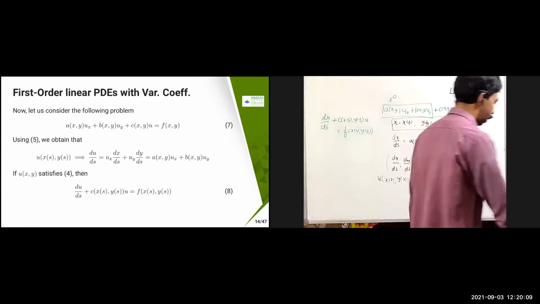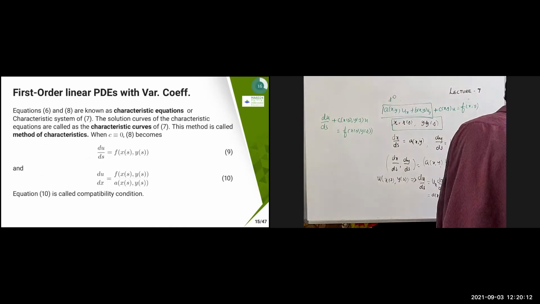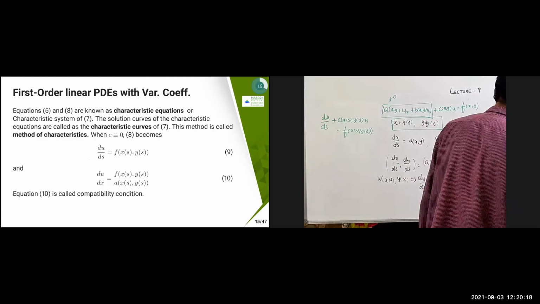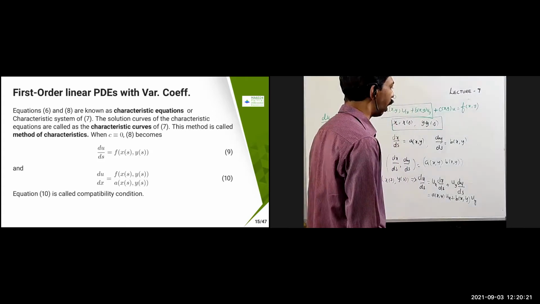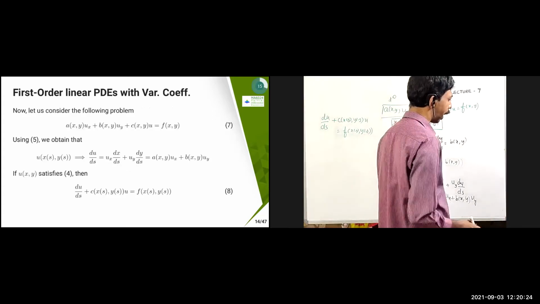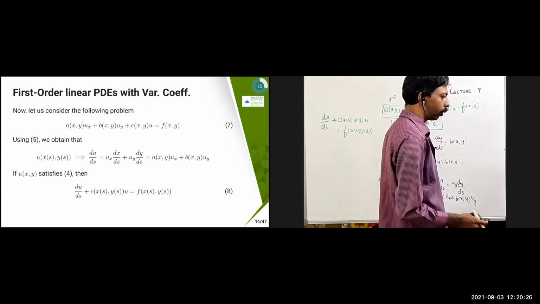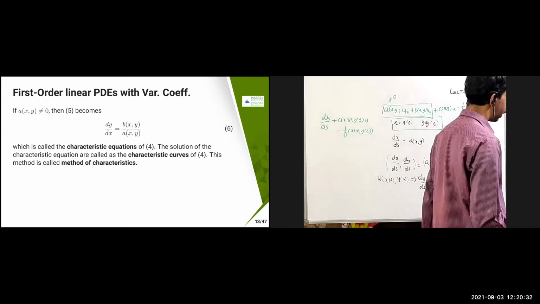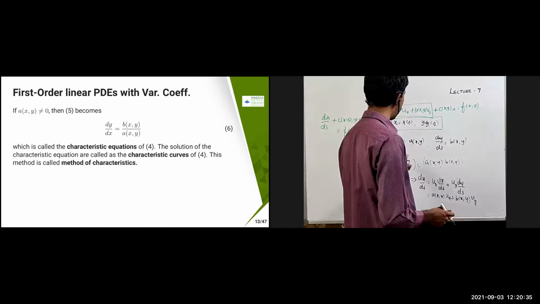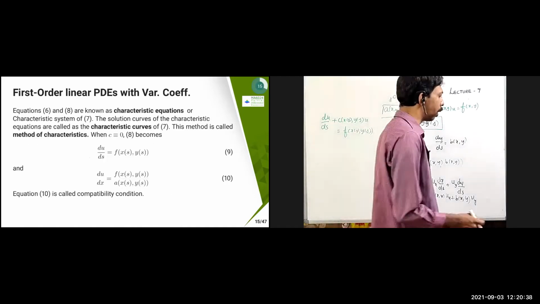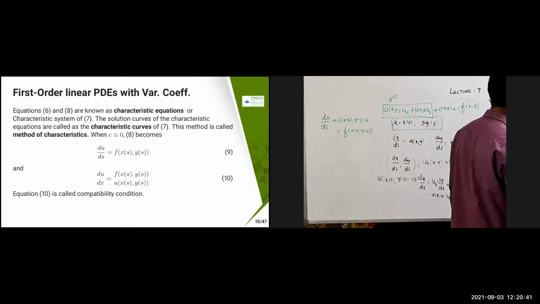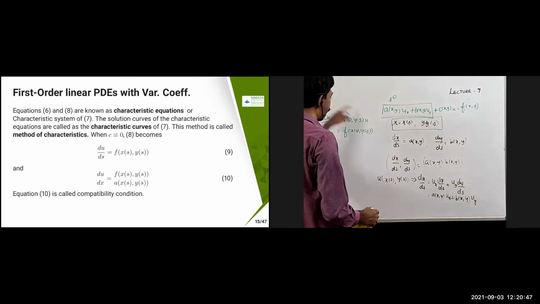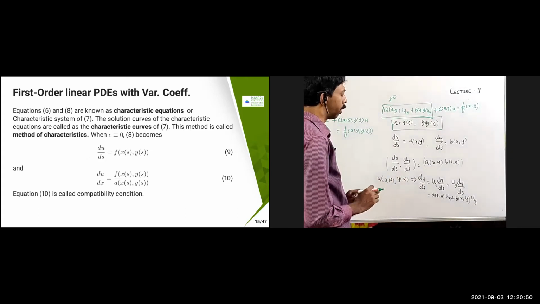Okay, so next we can solve this problem now. This equation is called the characteristic equations, or characteristic system of 7. So 6 and 8, these two are called the characteristic system. dy/dx equal to b(x,y) means you are solving the homogeneous part and the non-homogeneous part, you can separately solve it. So that is called the characteristic equations or characteristic system of the equation. Again, if you solve this problem and obtain the values, then that is called the characteristic curve, and again this is called method of characteristics.